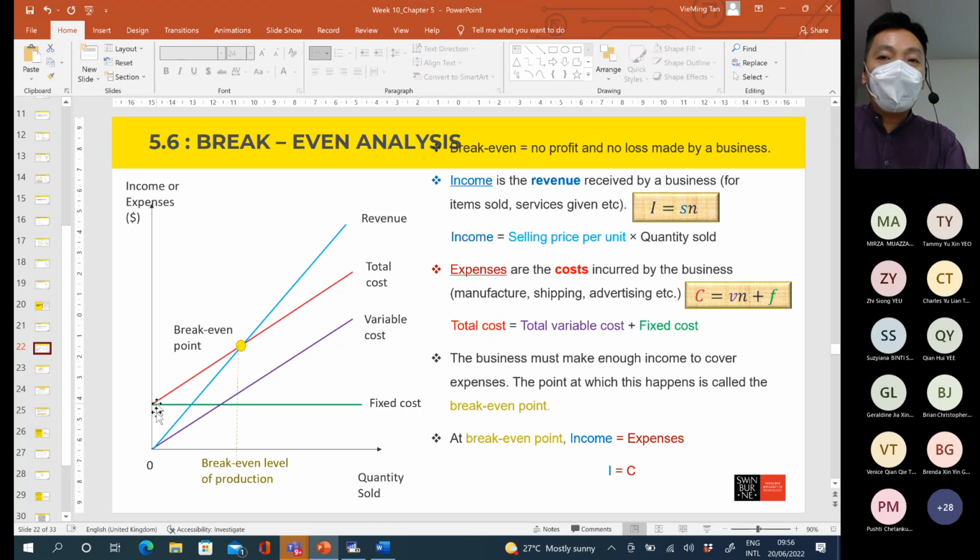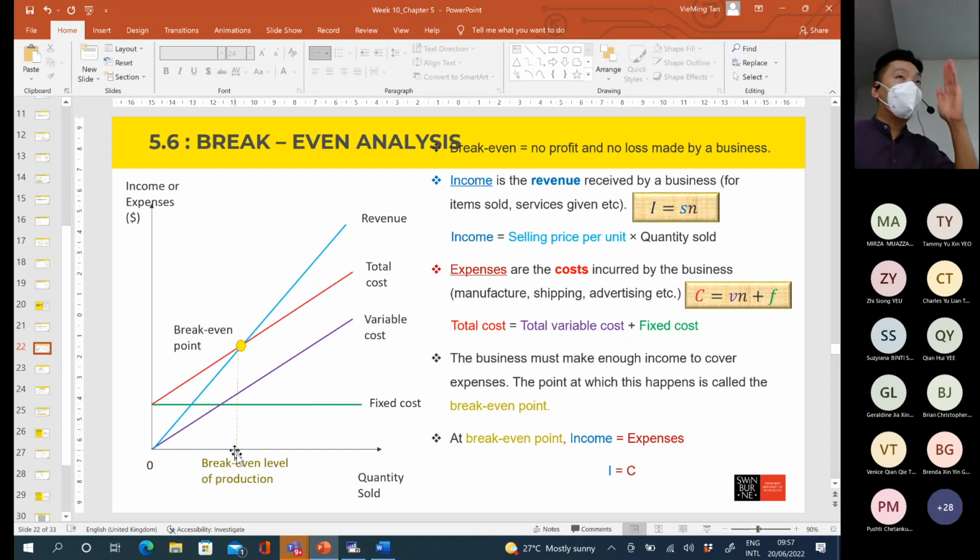Before I move on, if you want to know how many quantities have to be sold in order to break even, you can go to the intersection point between the revenue line and the total cost line, which is here. This point is called the break-even point. At this break-even point, we can identify the break-even level of production, here.